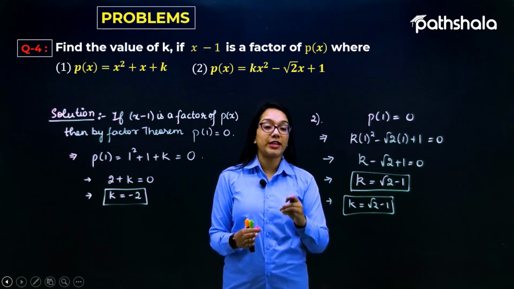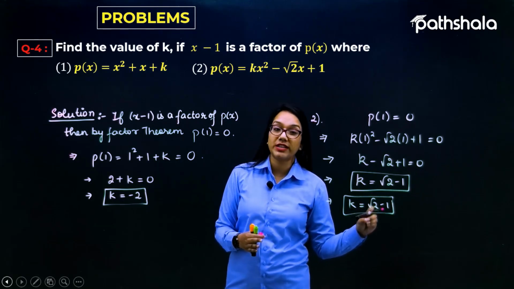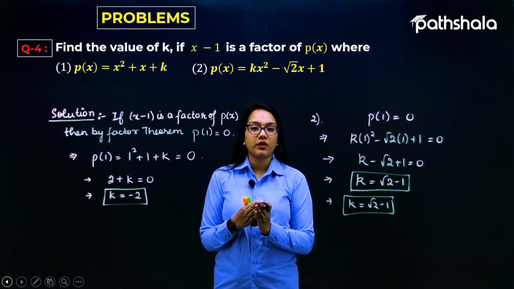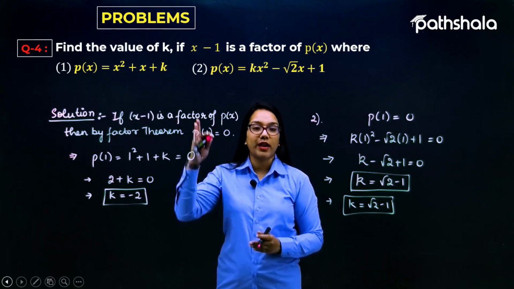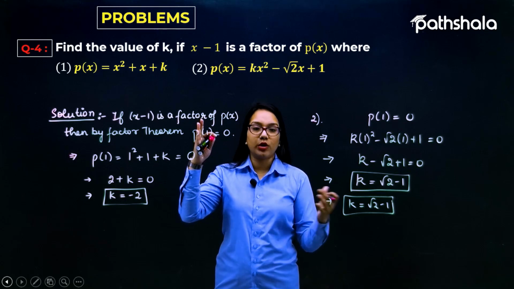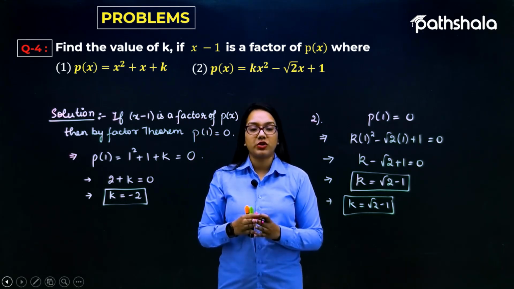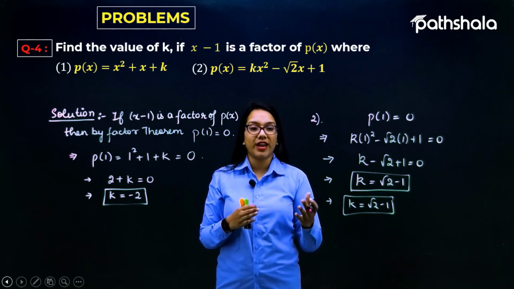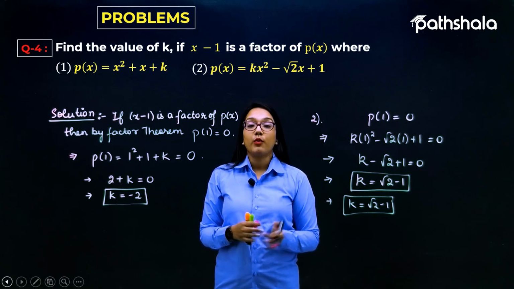or if x minus a is a factor of any polynomial p of x, then p of a should be equal to 0, and using that concept we can find the value of any particular number k, or let us suppose it is given to us in terms of a, b, c or d. We can find it with the help of the factor theorem.